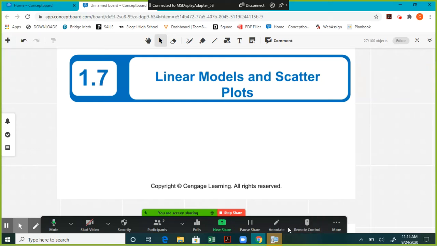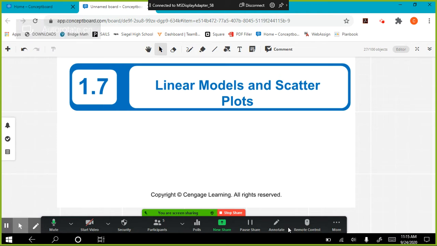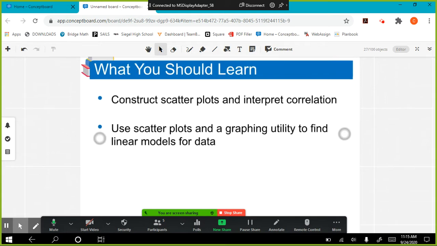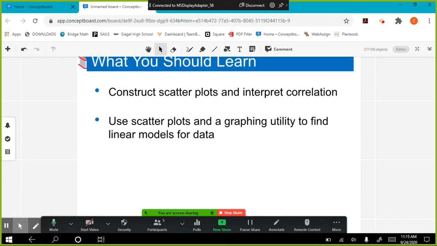All right, so what we're going to look at today are some linear models and scatter plots. We'll be using our calculators a bit on this. And exactly what we will be doing is constructing a scatter plot and interpreting the correlation of the plots on the graph. And then we're going to use these in a graphing utility to find linear models for data so that we can predict outcomes.